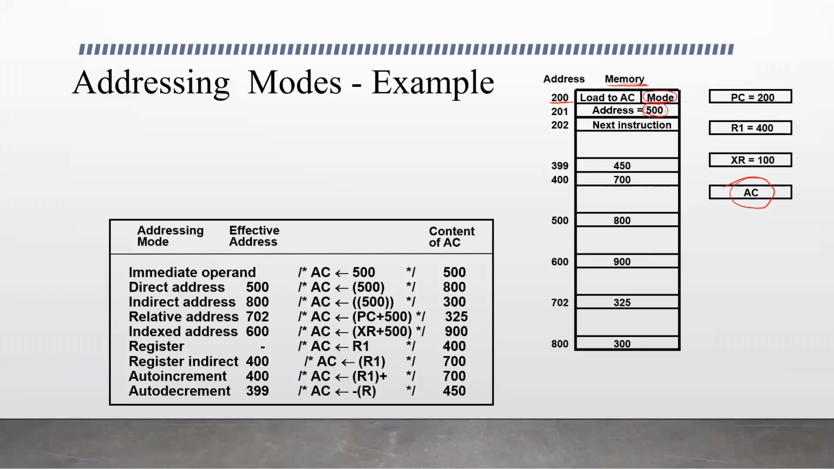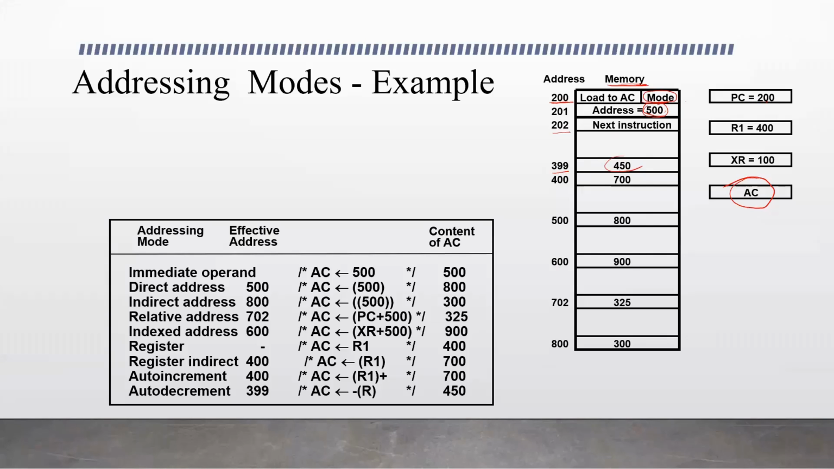at 200 we have this instruction, 200 and 201, and at location 202 we have the next instruction, and we have the operands. Data is stored from location 399. At location 399 we have 450. This way the data are stored in different locations. And in the CPU we have the registers. The contents of the registers are given here on the right side.